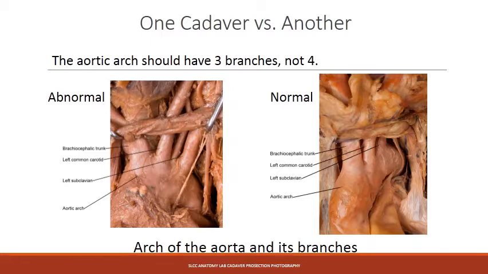For example, the aortic arch normally has 3 main branches: the brachiocephalic trunk, the left common carotid artery, and the left subclavian artery. The aorta on the right is normal. However, the aorta pictured on the left has 4 branches. The extra branch may be the left vertebral artery. However, this cannot be determined without a deep dissection to see where it attaches to.